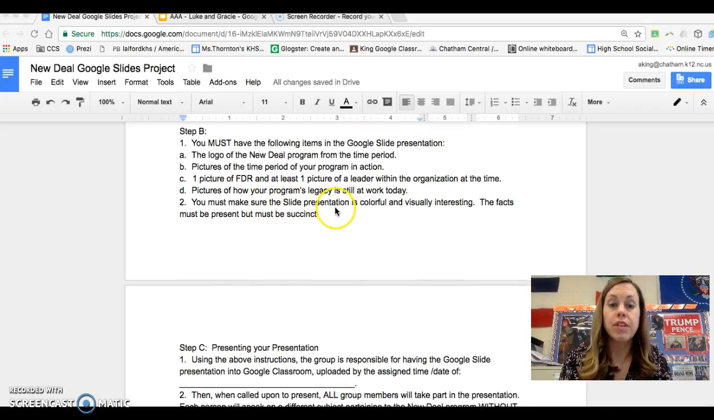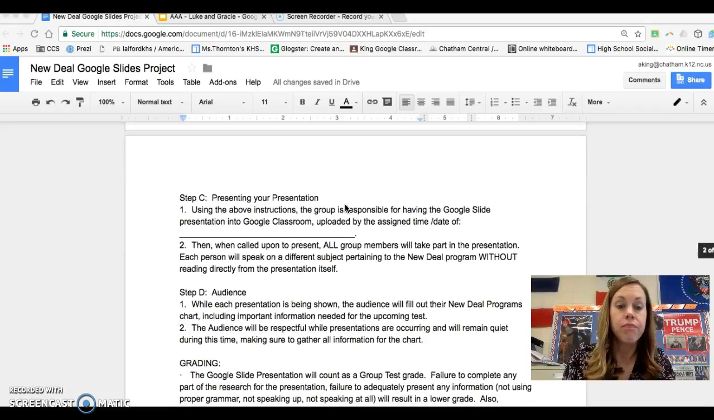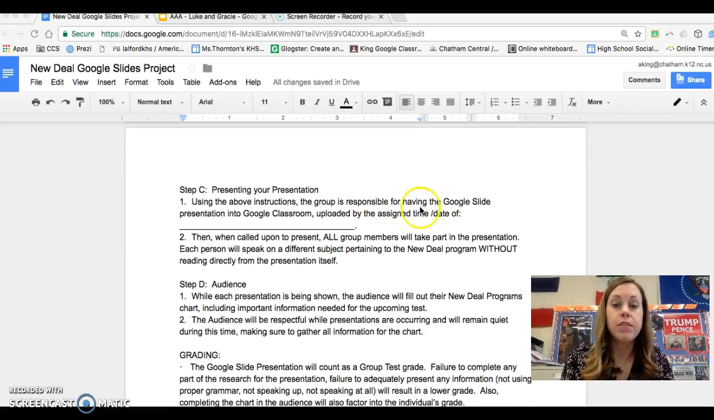Make sure the slide presentation is colorful and interesting. You want information, but you don't want to be overloaded because people do not want to read an entire slide of sentences. That's boring. So you need to have more visuals than you do writing. Okay? And then it says basically you're responsible for having it uploaded, and you can just put it into Google Classroom, please, where this information is located.